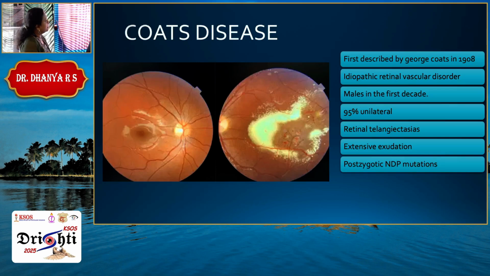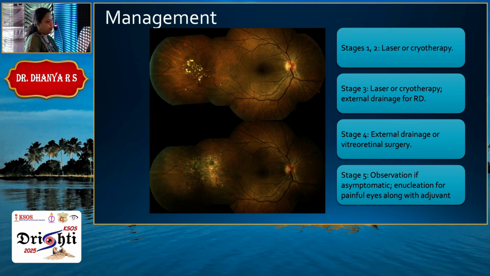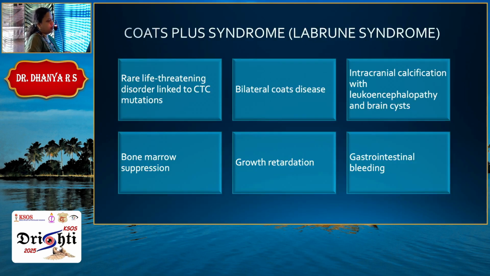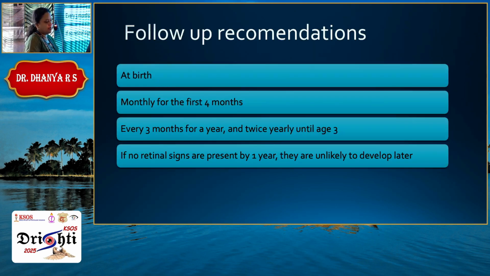The next disease is Coats disease. This is also seen in children, unilateral, typically presenting with retinal telangiectasis and severe exudations. This also responds well to laser photocoagulation. You can see that the laser has very well regressed the lesions, and the exudations have also resolved. Another condition, bilateral Coats associated with a systemic condition, is called Coats plus disease. It is a lethal, severe disease. Another condition associated with skin changes is incontinentia pigmentosa. It also presents with peripheral avascular retina and telangiectatic vessels, which you may encounter during your screenings.